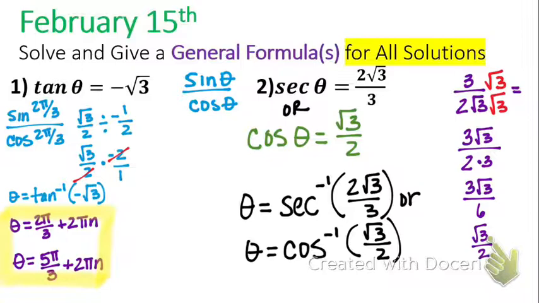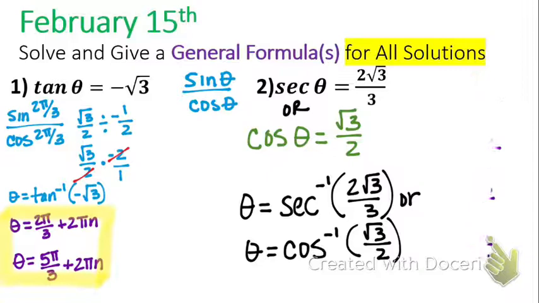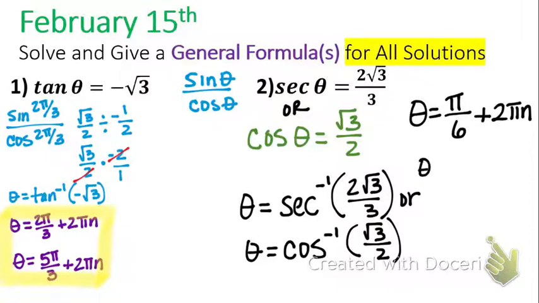So there's 2 angles that have a cosine of square root of 3 over 2. So your first one would be pi over 6. And then again, we have to put that plus 2 pi in because it says general formula. And the second angle would be, okay, and that is that.